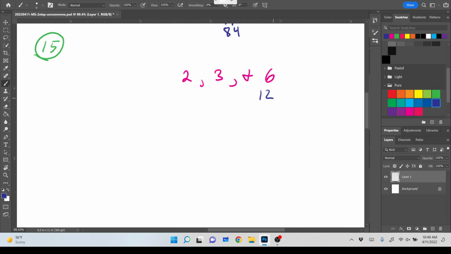Multiples of 6: 12, 18, 24. Let's jump back over here. What are multiples of 3? 6. Oh, look, we found one that matches. Let's see if it matches over on the other one. What are the multiples of 2? 4, 6. Oh, look, it matches. So what's the least common multiple between 2, 3, and 6? 6.